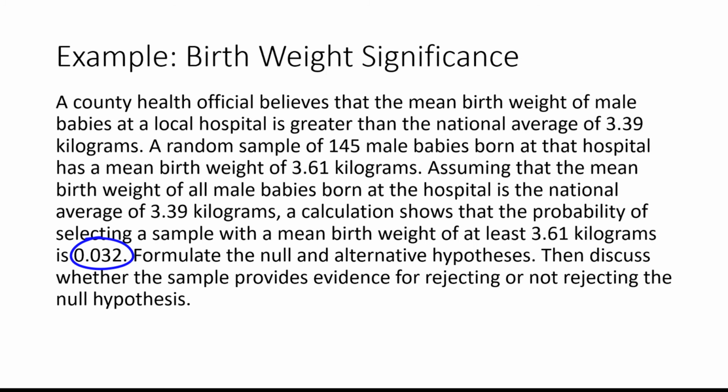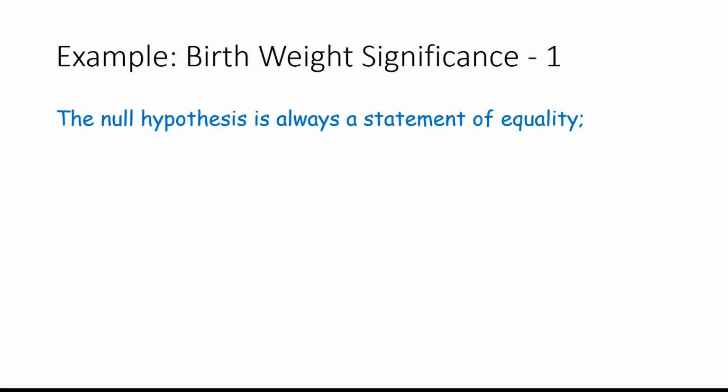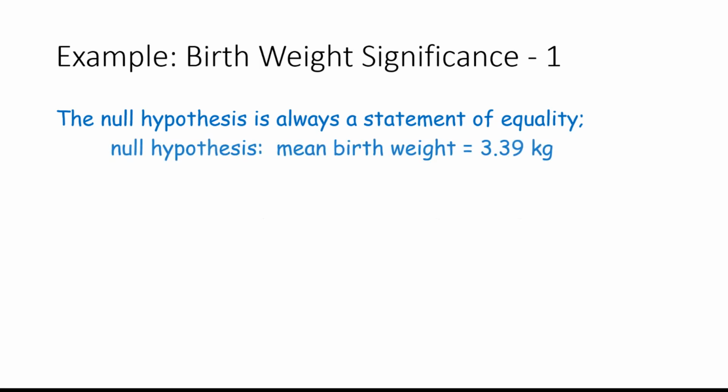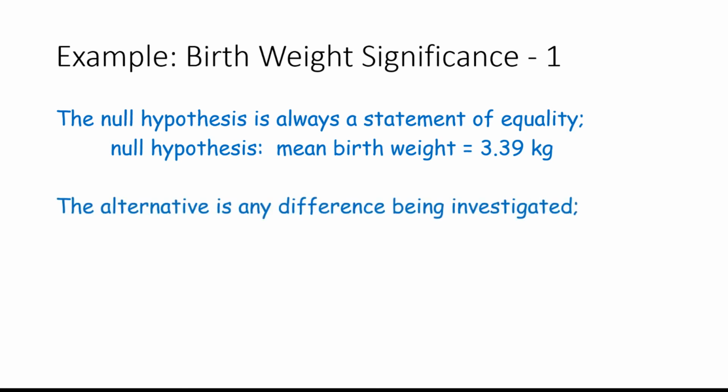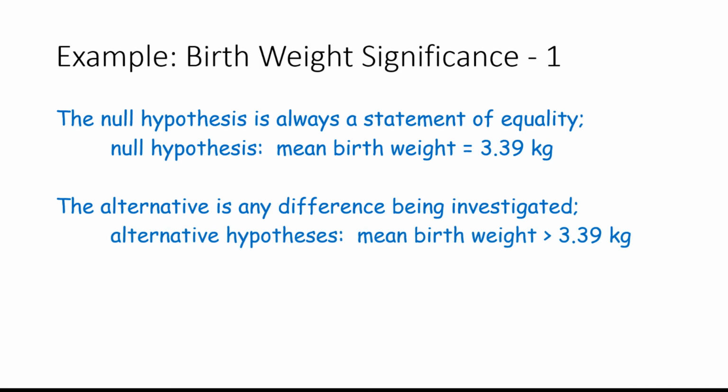Formulate the null and alternative hypotheses, then discuss whether the sample provides evidence for rejecting or not rejecting the null hypothesis. The null hypothesis is always a statement of equality. Null hypothesis for us: mean birth weight is 3.39 kilos. The alternative is any difference being investigated. So the alternative hypothesis is that the mean birth weight is actually greater than 3.39 kilos.